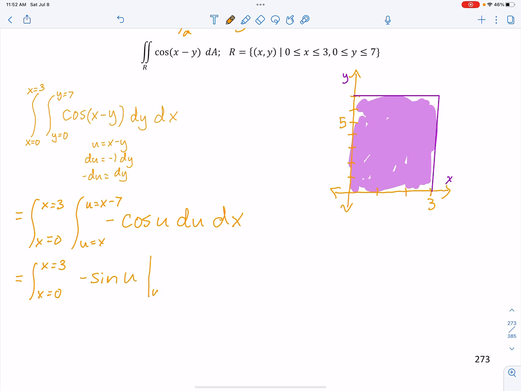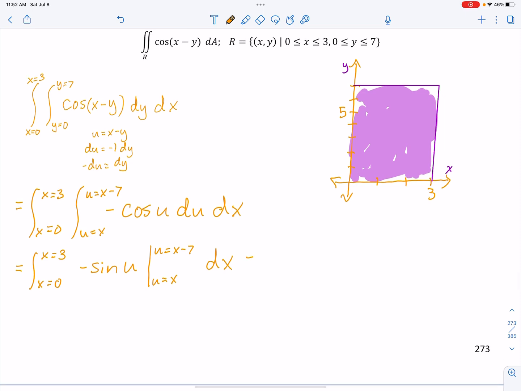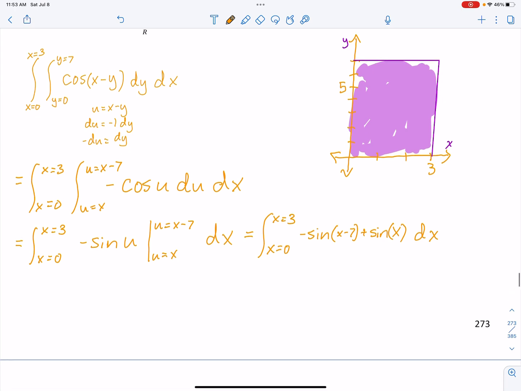And I'm going to run that from u equals x to u equals x minus 7. I keep that dx on the outside. It did not go away. All right, I'm going to go this way. I got x equals 0, x equals 3, and now I got to plug that stuff into u. It's going to be negative sine of x minus 7, and then remember we minus it, so it's going to be a positive sine of x. I'm going to put that in parentheses because it feels nice there. And then I got dx. Notice now I have an integral that is just in terms of x.